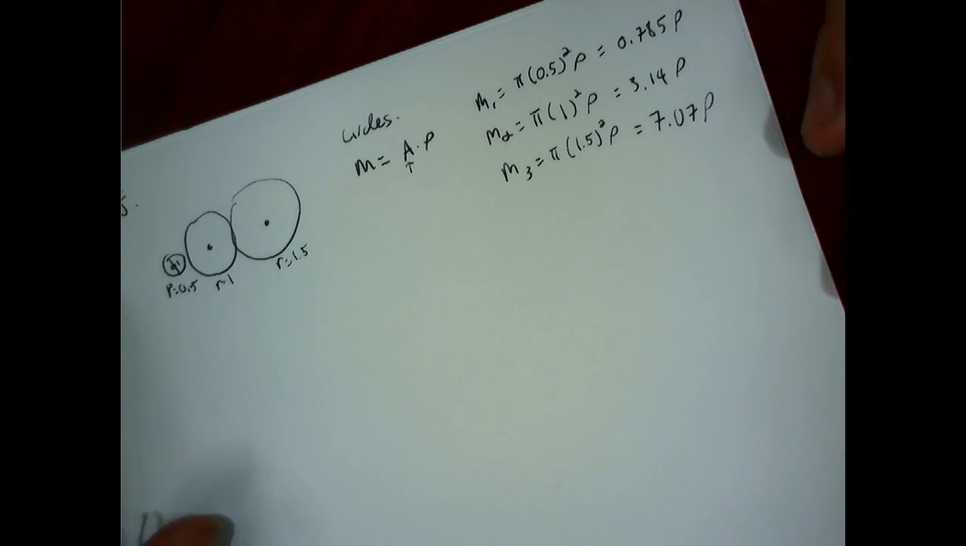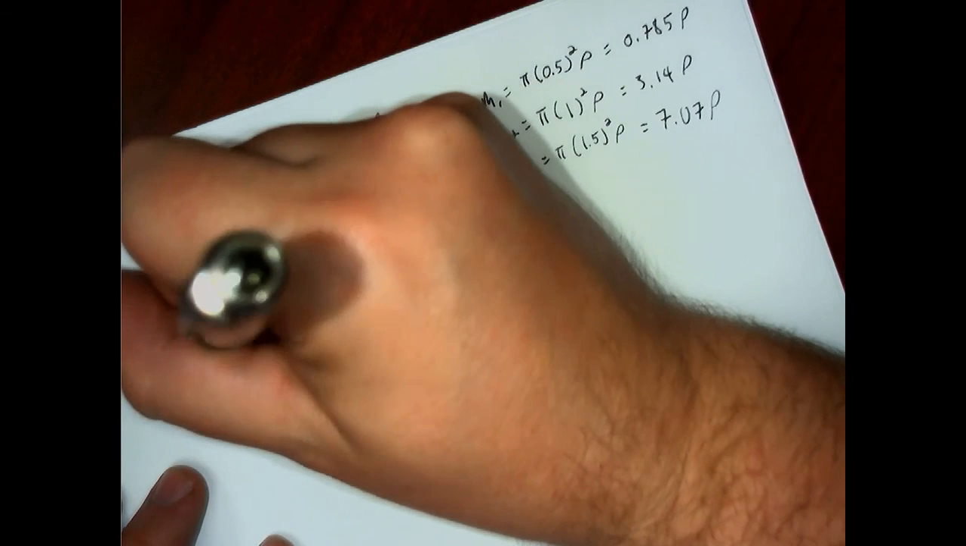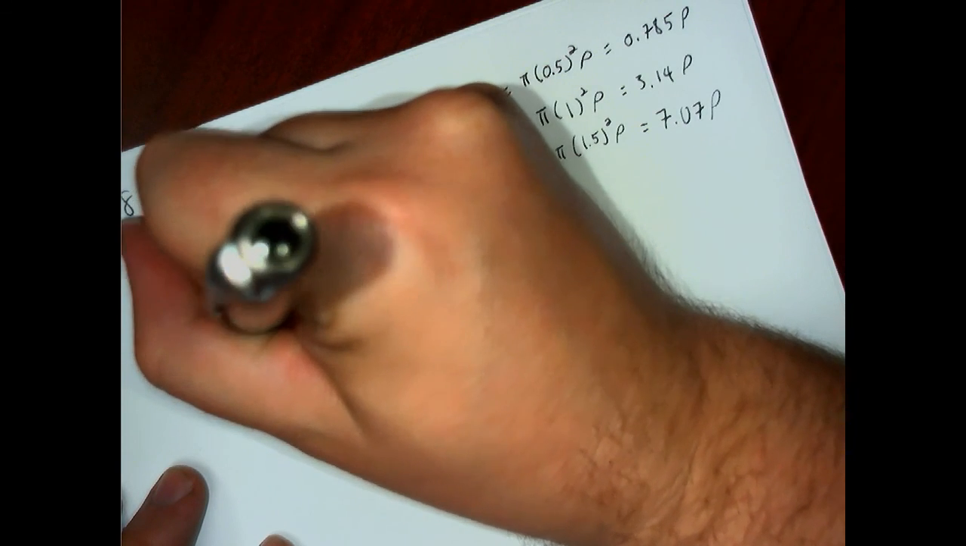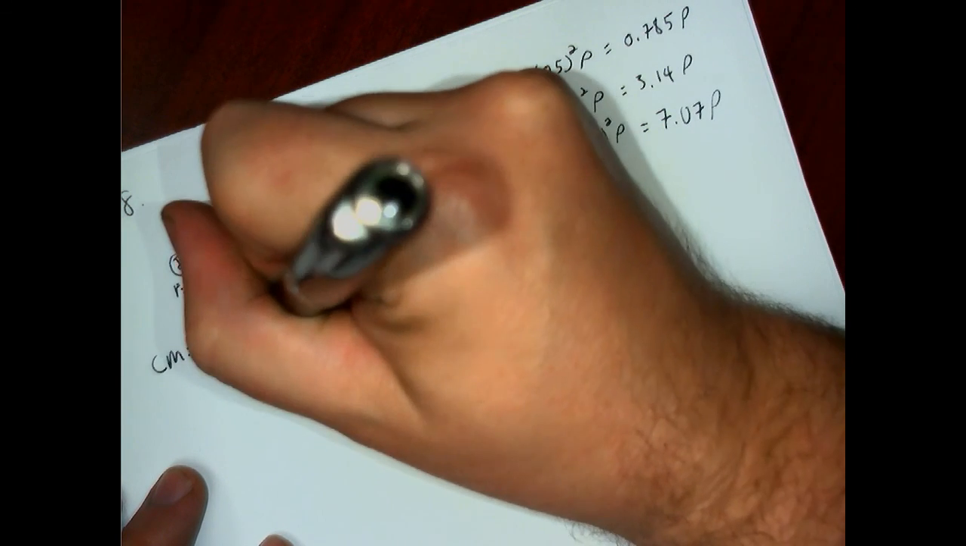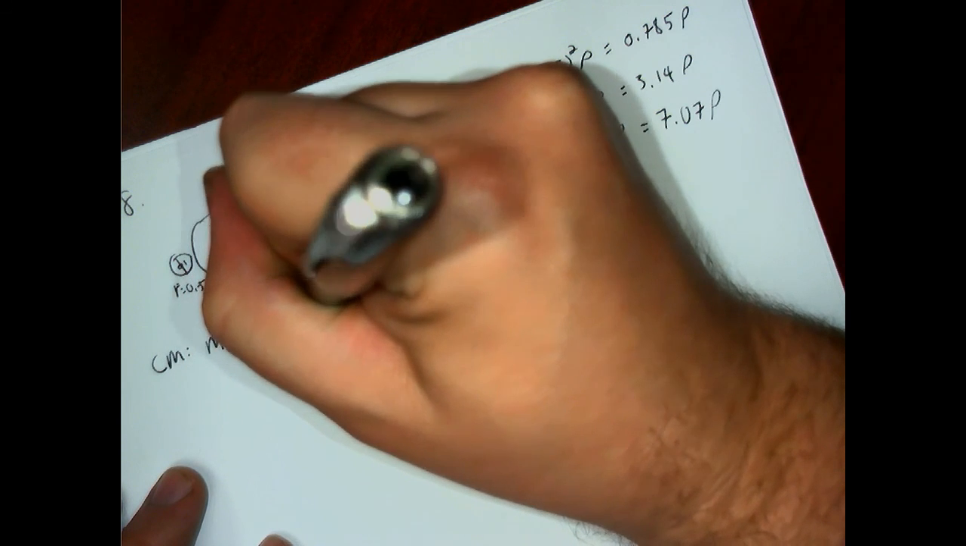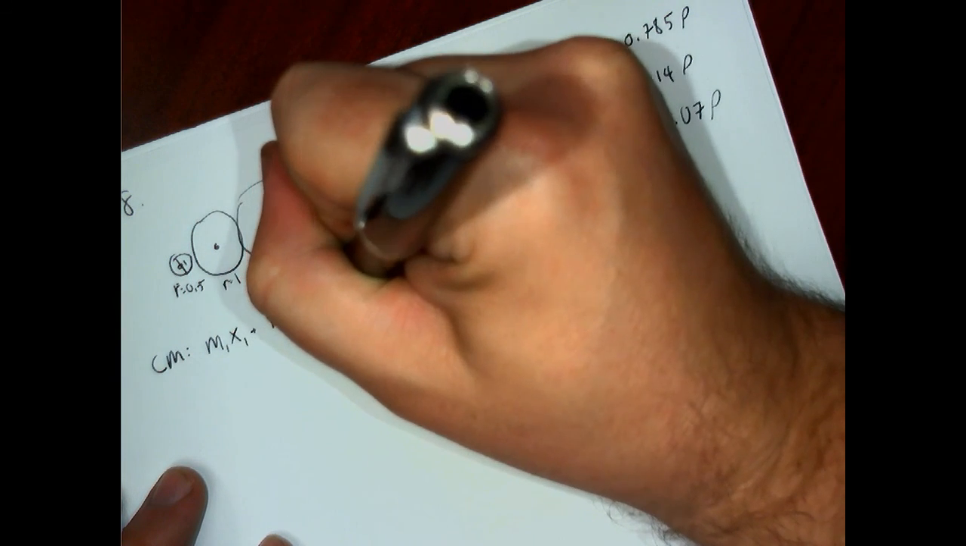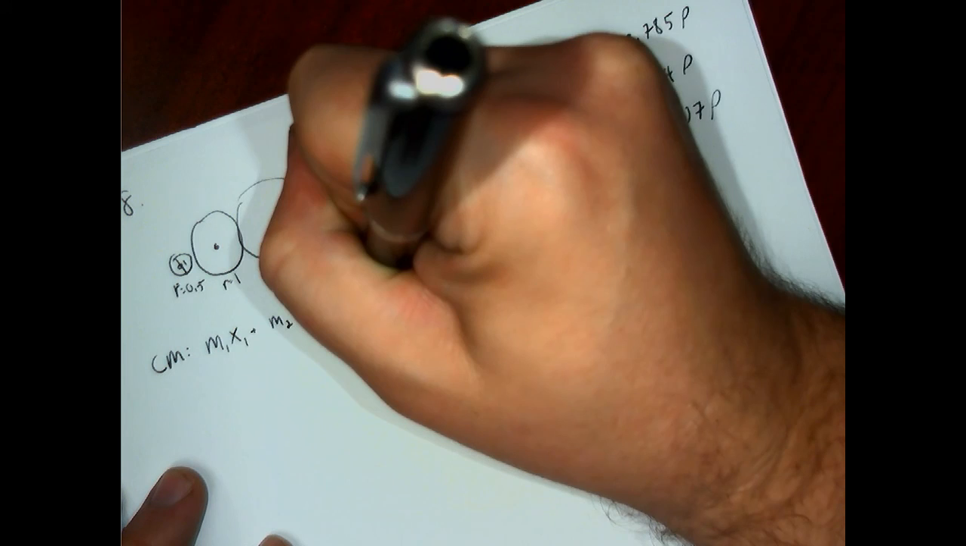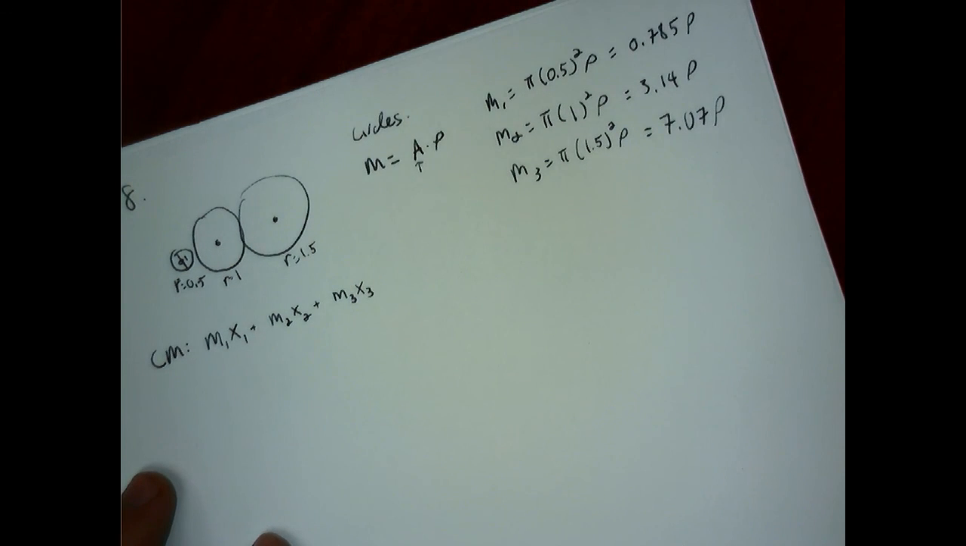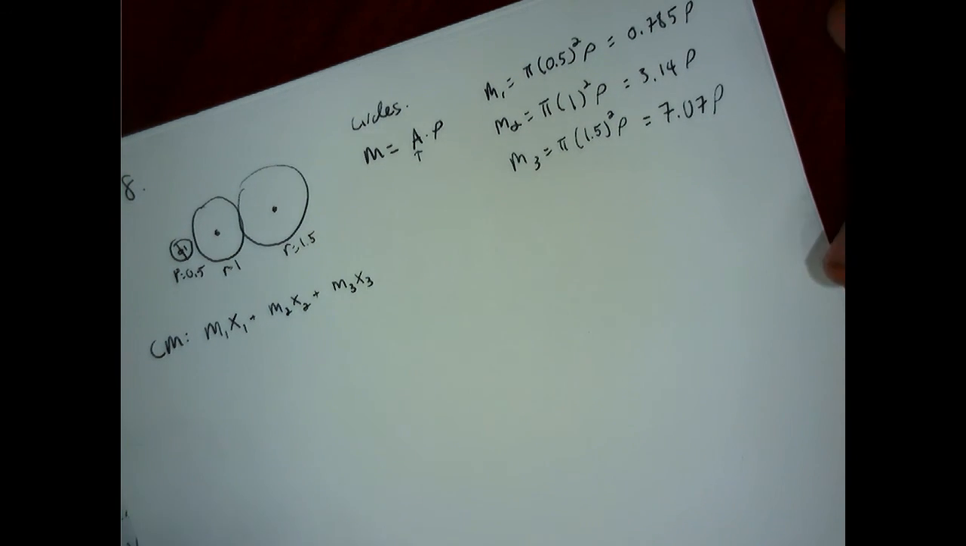So where's the center of mass? To figure out what the center of mass is, you need to multiply the mass times the positions of each object. There's a trick here. And that trick is, where are you going to put the origin? Wait, hold on. Determine the location of the center of mass of the system. Okay, so yeah, this is how you do it.